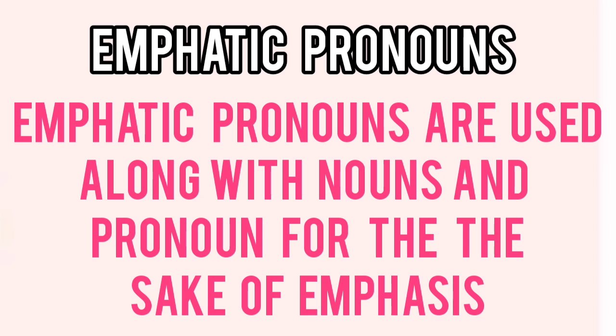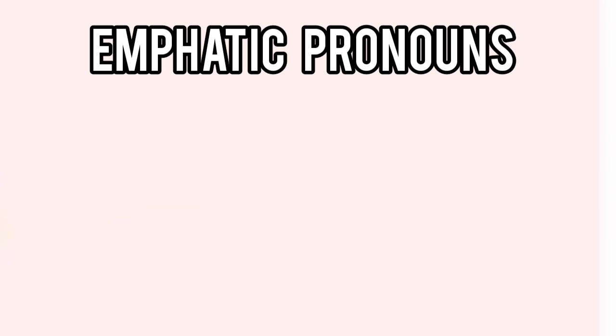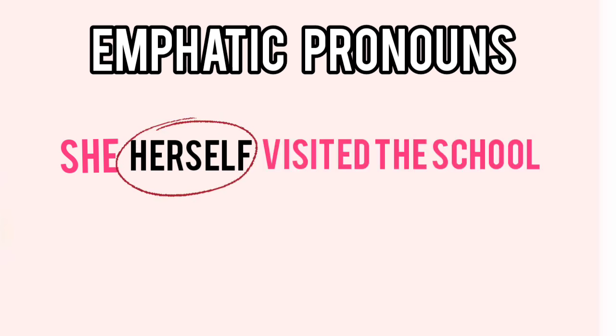Examples are as follows: he himself attended that lecture. So when we give more emphasis upon the subject, that is called an emphatic pronoun. As we can see, he himself is used as an emphatic pronoun in this sentence. So he himself means stress is given upon the subject. Emphasis is given upon the subject. So, he himself attended that lecture. She herself visited the school.